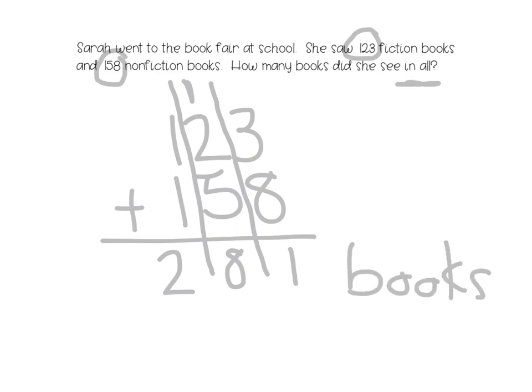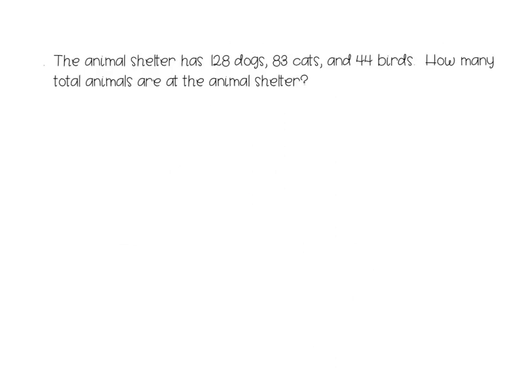Okay, we'll go ahead and go to story problem number 2. It says the animal shelter has 128 dogs, 83 cats, and 44 birds. How many total animals are at the animal shelter?